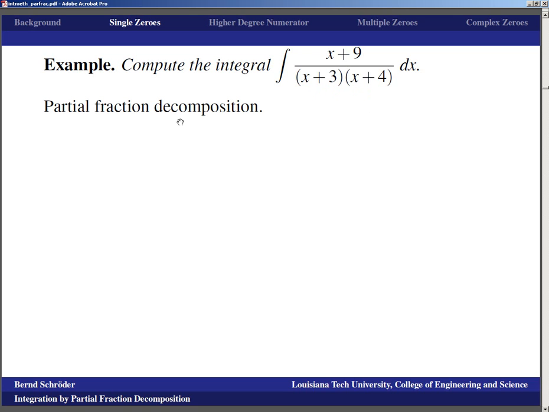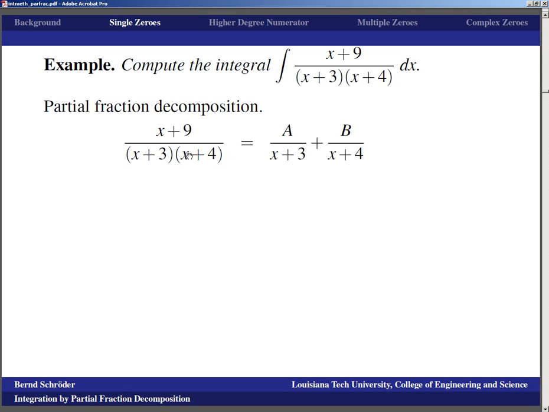The setup is partial fraction decomposition, and here's where we're starting to make sense of these theorems that we had earlier on. So our function is (x plus 9) over (x plus 3)(x plus 4). We already have a factorization in the denominator, which is great. So what we know is we must have something divided by (x plus 3) plus something divided by (x plus 4) on the right-hand side by that theorem about partial fraction decomposition.